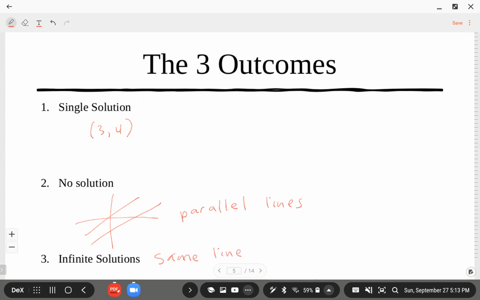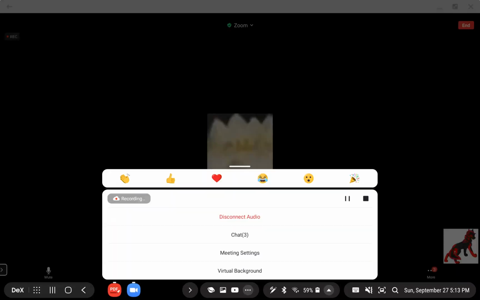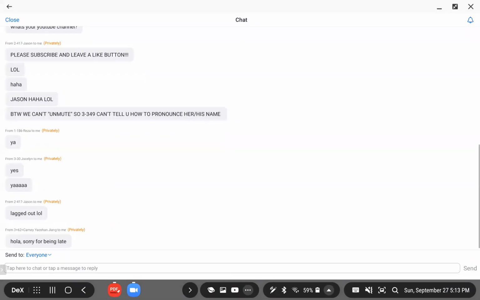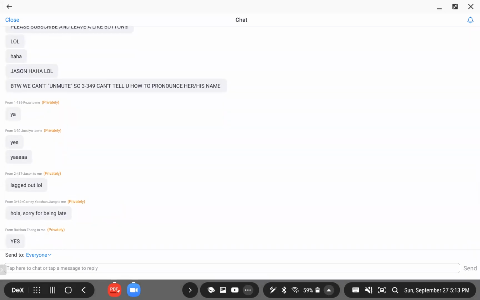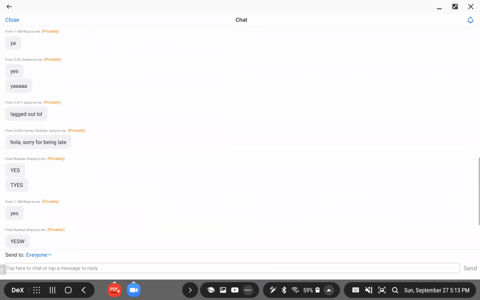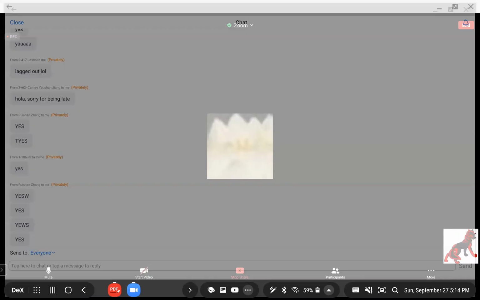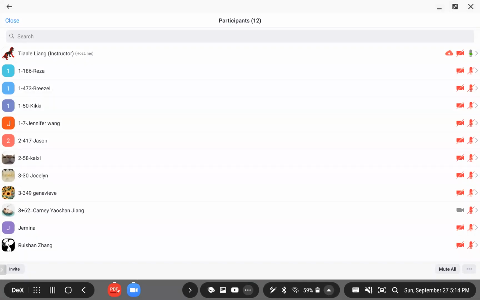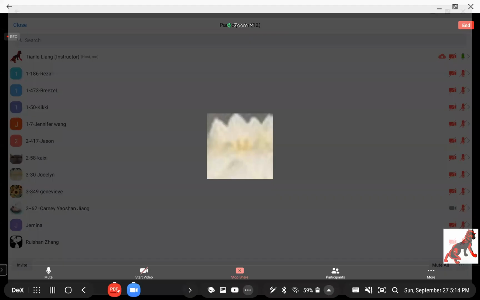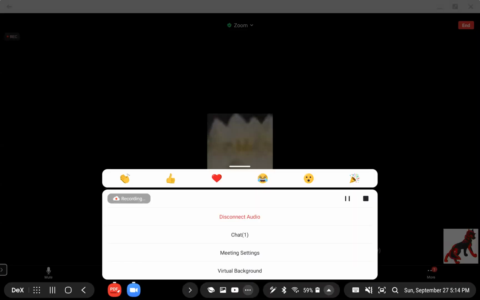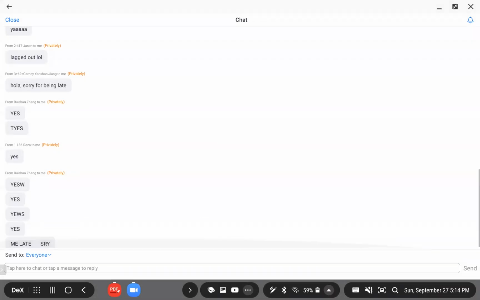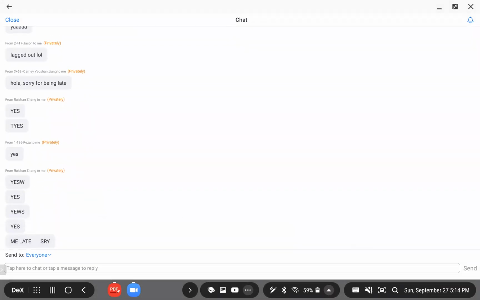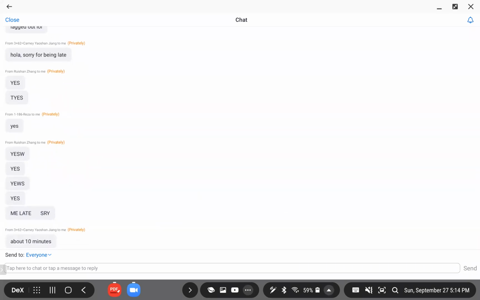So does anybody want to take notes on these three outcomes? Yes or no? Does anybody want to take notes on this? Oh, okay. Great, Shan and Carney. You guys were late. No worries. How much did you miss, Carney and Great, Shan? Because I can quickly go over the ones. About 10 minutes. Okay, that was 4 minutes ago.